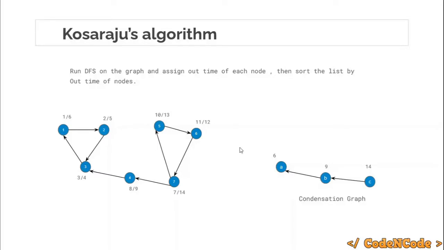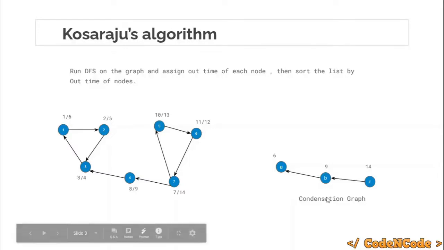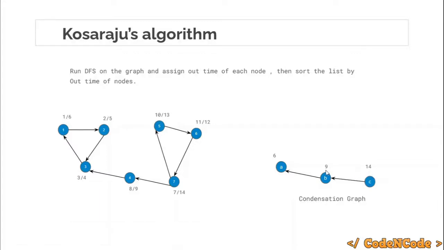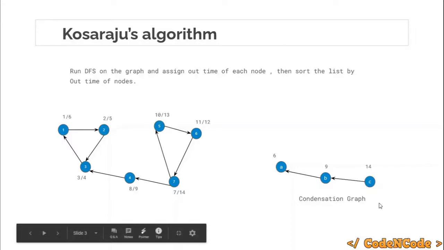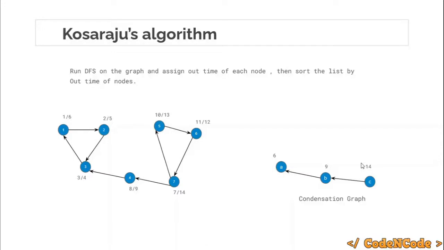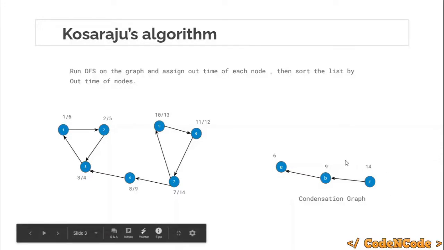And for that we have another claim. In the condensation graph, the node, the strongly connected component, which has the highest out time is the node with 0 in degree. So the node in the condensation graph of course represents a strongly connected component, right? If there is a node with the highest out time, then the claim is that that strongly connected component has 0 in degree.